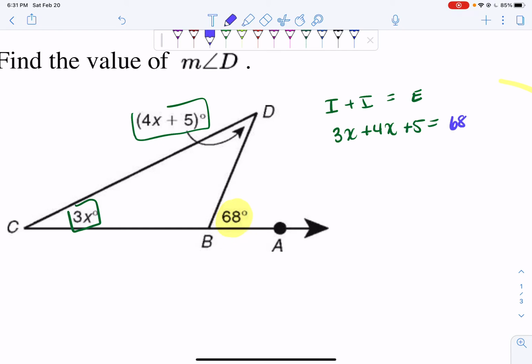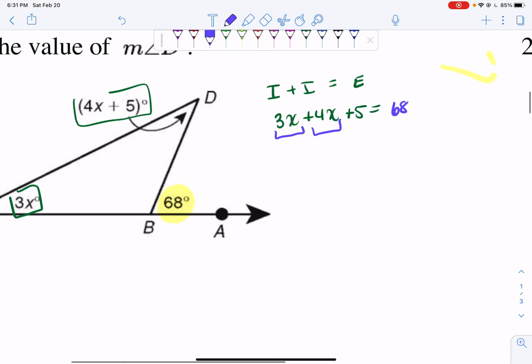So the first thing I have to ask myself is, we're 10th graders, we should know how to solve an equation by now. There shouldn't be as many hiccups. So we go through our PCVNA strategy. I'm not going to write down PCVNA, we're just going to go through it. Do I have parentheses? Nope. Can I combine anything? Yes, I can. I can combine 3x and 4x. 3x plus 4x is 7x. And then I get my plus 5 equals 68.